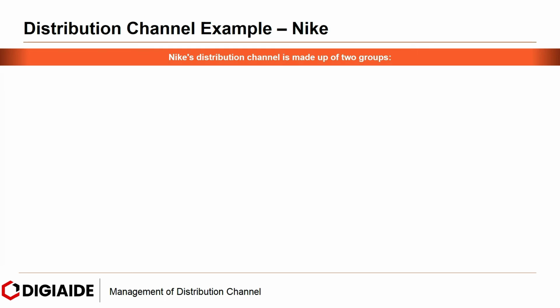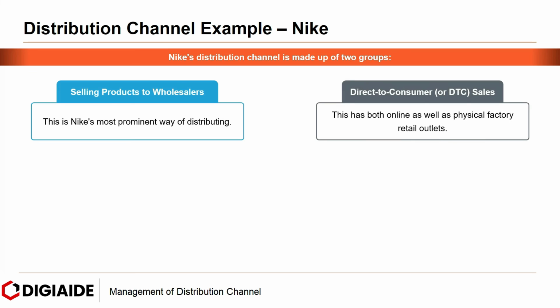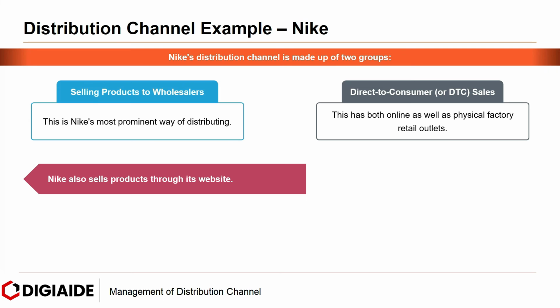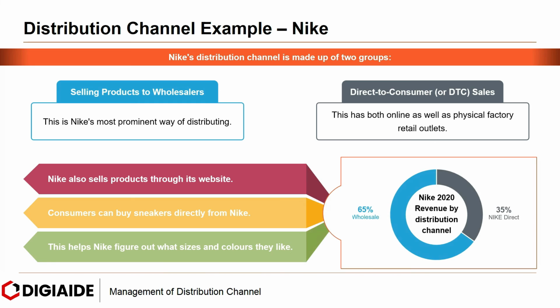Nike's distribution channel is made up of 2 groups. First, selling products to wholesaler. This is Nike's most prominent way of distributing. And next, direct to consumer sales. This is both online as well as physical factory retail outlets. Nike also sells its product through its website. Consumers can buy sneakers directly from Nike. This helps Nike figure out what sizes and colors they like. As stated above, 65% of Nike's revenue comes from the wholesale channel and 35% from Nike Direct.